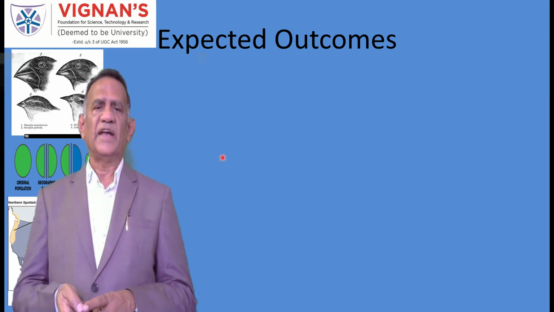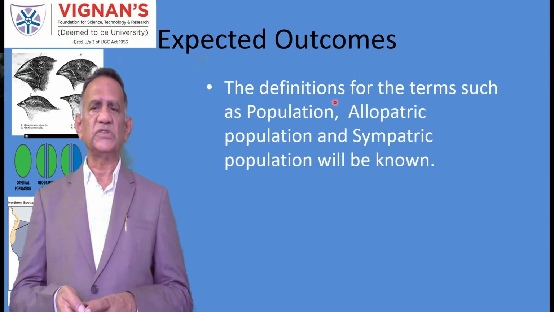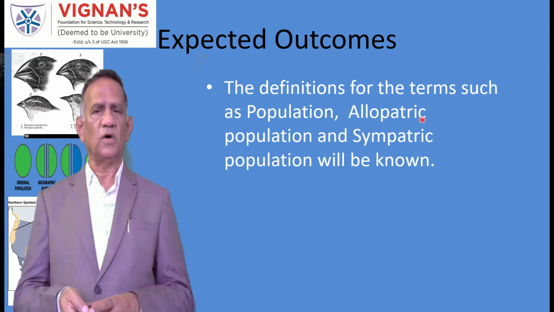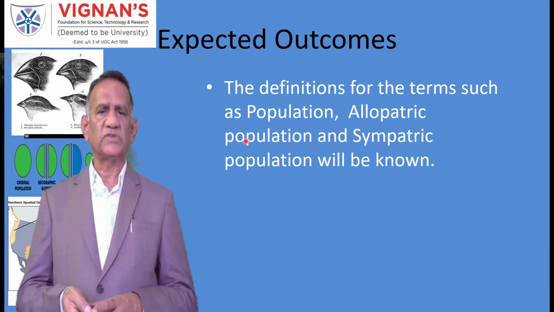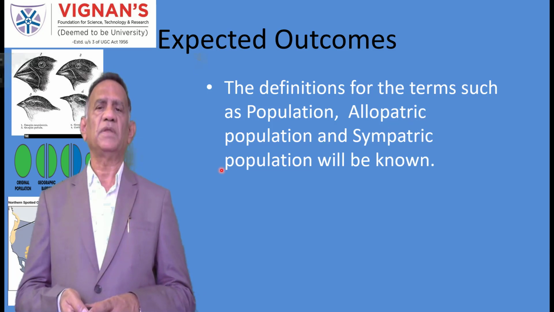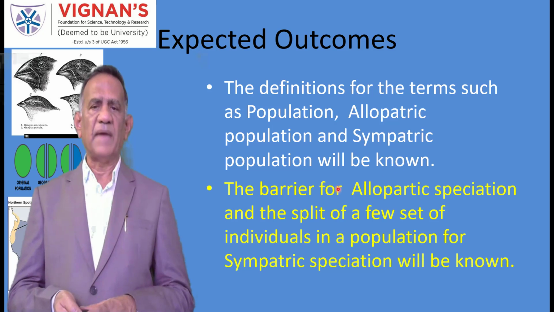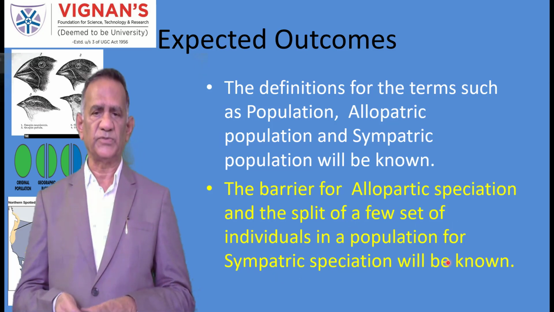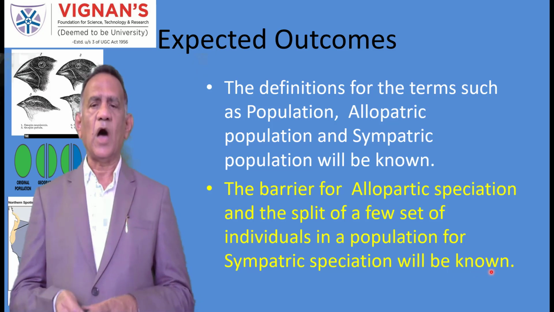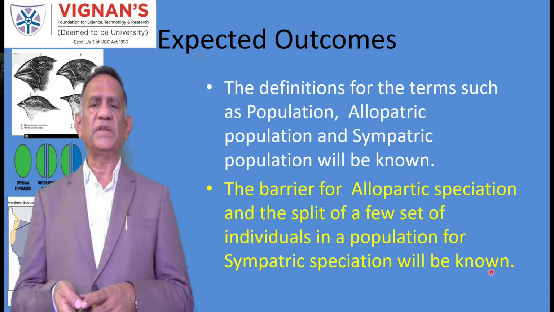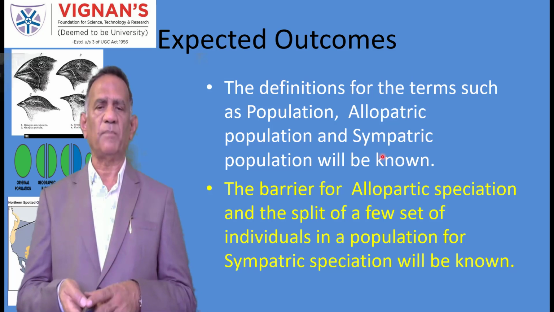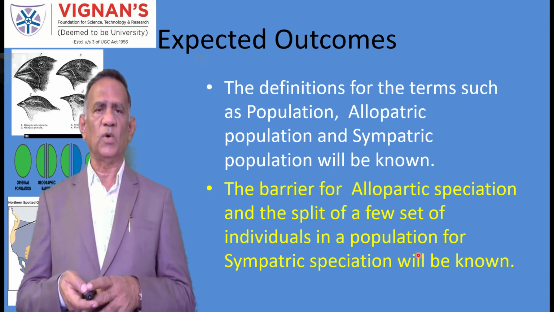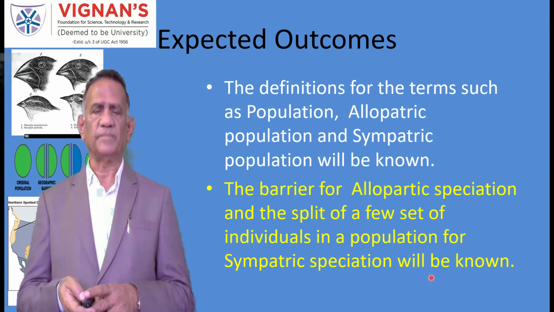Now the expected outcome is that the definitions for the terms such as population will be known, allopatric population will be known, sympatric population will be known. Okay, the barrier for allopatric speciation and the split of a few individuals in a population for sympatric speciation will be known. How an allopatric population comes, how a sympatric population comes, those things will be known by the end of this talk.